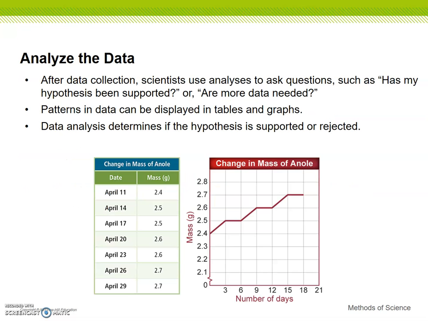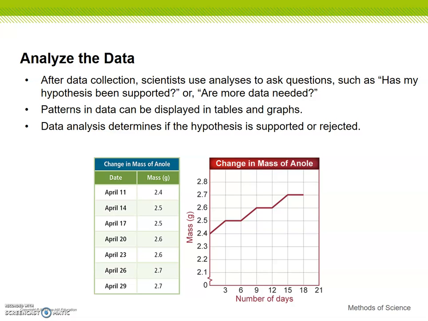Okay, once you have your data, it's important to analyze your results and figure out what's going on. So after data collection, scientists use analyses to ask questions such as, has my hypothesis been supported? Or are more data needed? Patterns in data can be displayed in tables and graphs, and then data analysis determines if the hypothesis is supported or rejected. So you do your experiment, you collect your data, you look at it, and it's either going to say, hey, your hypothesis was absolutely correct, or it might say, your hypothesis was completely wrong.